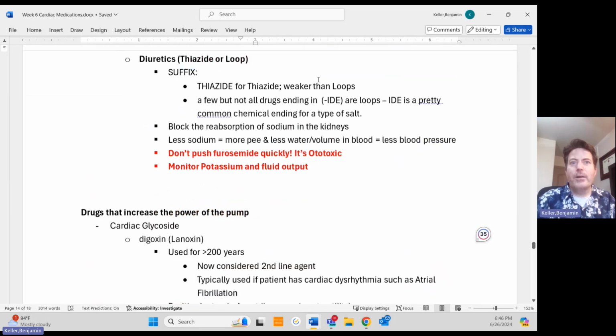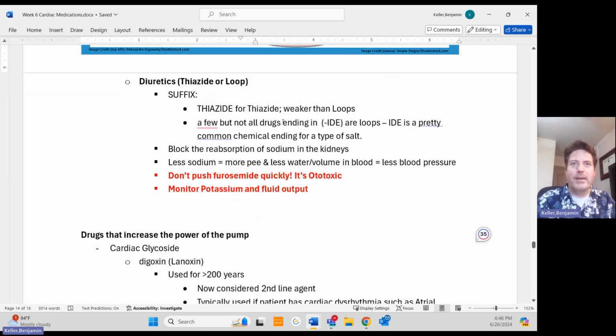All right, we're almost done here. We're going to hit diuretics. We hit these for the renal lecture, so we're not going to hit them too hard, but there's thiazides, which you're going to see more for hypertension. They're weaker than loops, which would be like furosemide.